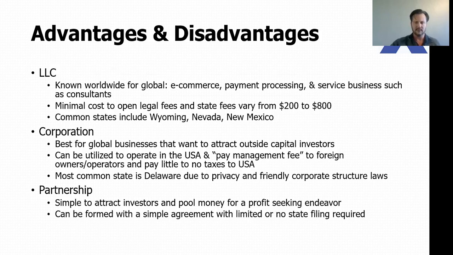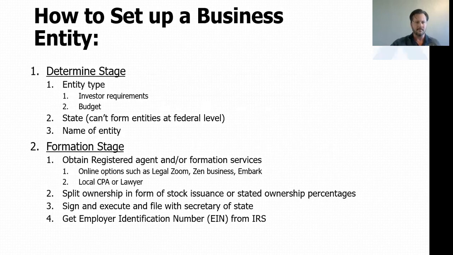So now I'll just get into how to set up a business entity in the US, the stages you go through and how that works and what you need to do. The first stage, you determine the entity. You figure out what type of entity you want, and that's usually based on investor requirements, how many people are involved, how much money you want to spend setting it up. And then you determine what state you want.